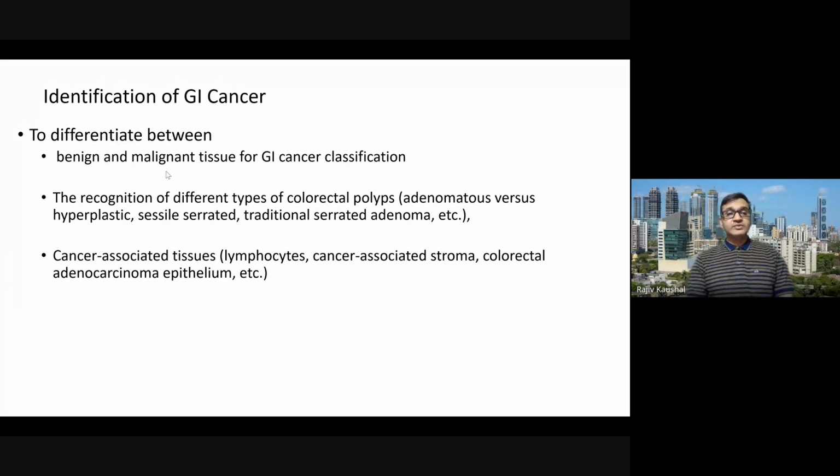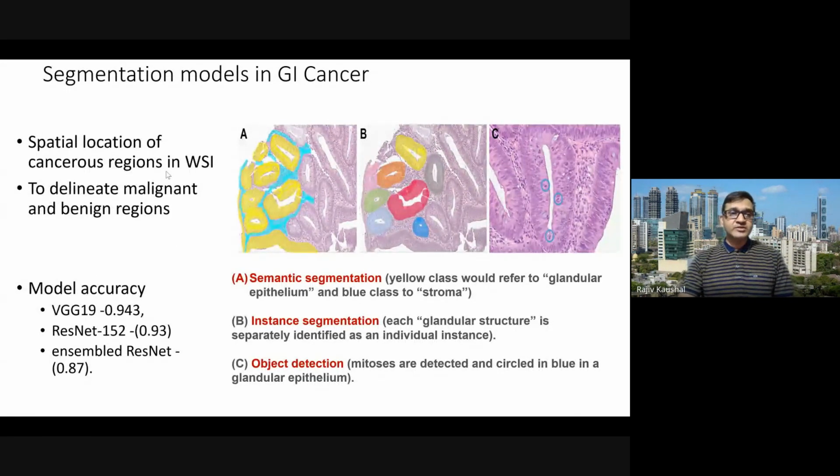And so for them it is either 0 or 1, or plus or minus. So how does it work? Just to give you examples of some models used in the identification of GI tumors. There are three types of models. Semantic models distinguish between the stroma versus gland. So the first application is distinguishing between the stroma and gland.